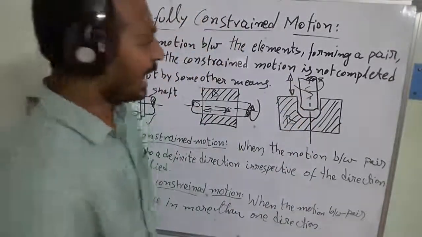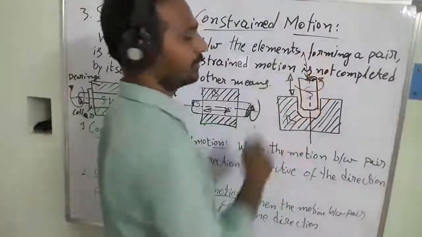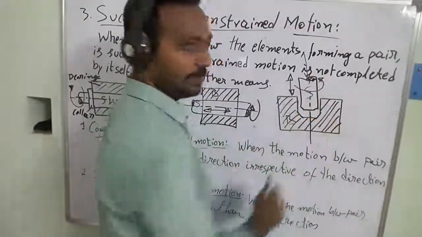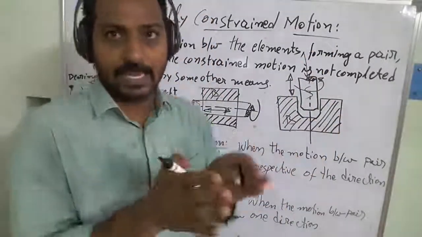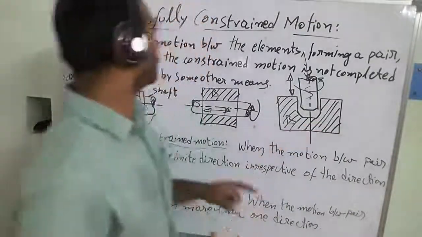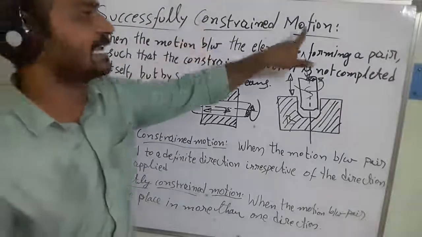Then I apply the force from its top. When I apply the force from its top, the shaft is fixed within that bearing, and then it will transmit the power. Such motions are called successfully constrained motion.